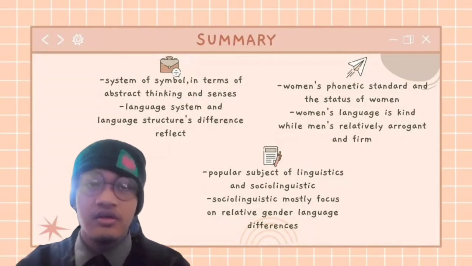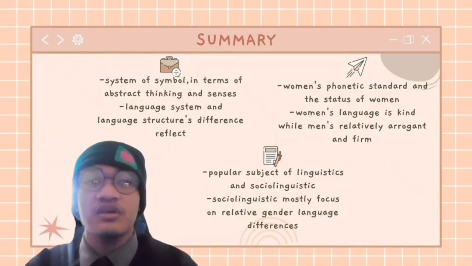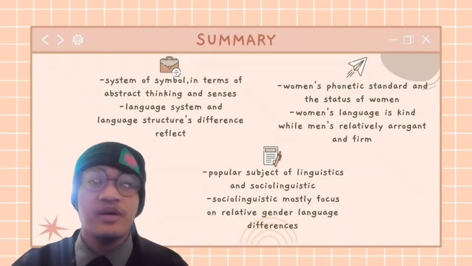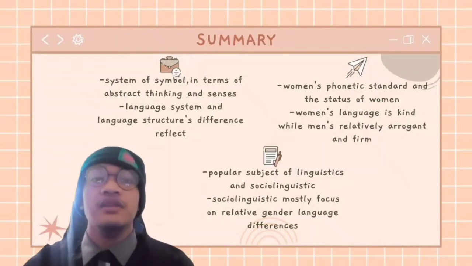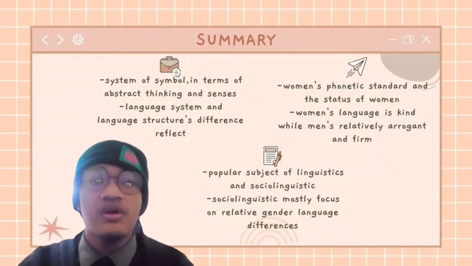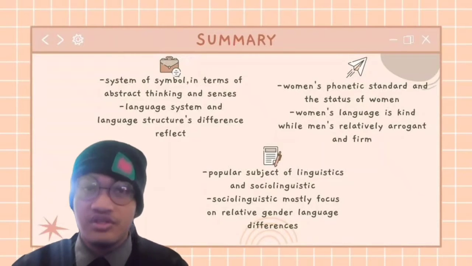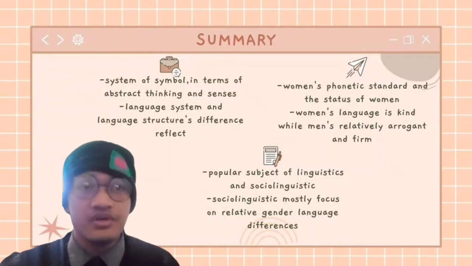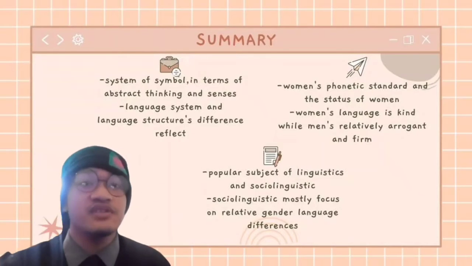I'm going to talk about the summary of the article. First of all, the article begins with a discussion about language and gender. Language exists as a system of symbols in terms of abstract thinking and sense. It reveals a method and pattern to describe the objective world from another perspective, language system, and language structures. Differences reflect our different perception of the world to some degree in the study of language and gender differences.